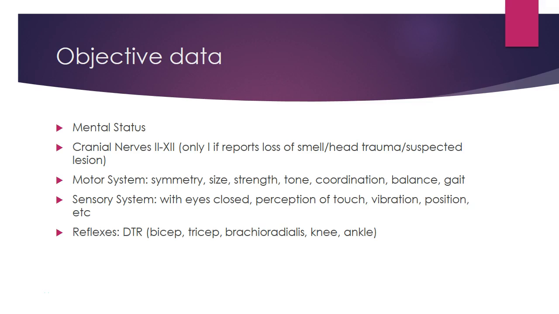So cranial nerves, you have 12 cranial nerves that I will talk about in more depth. Those need to be assessed. Our motor system should be assessed. Symmetry, size, strength, tone, balance, gait are in the sensory system.